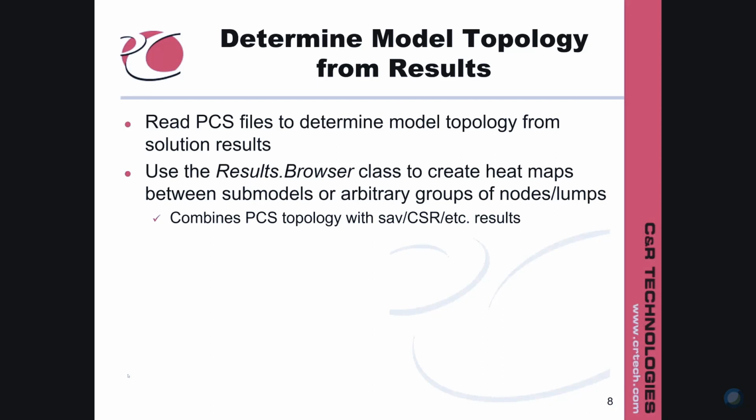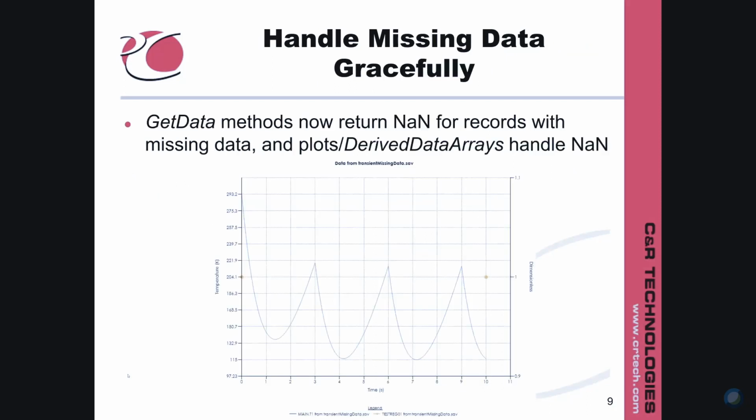There's a file called the PCS file. You can now read that and query it to find model topology at each record. So if the topology is changing during the solution, you can see that now. And then we have another class that kind of layers on top of that called the results browser. And what this does is it takes that new PCS object and combines it with a data set and figures out heat maps between submodels or arbitrary groups of nodes and lumps.